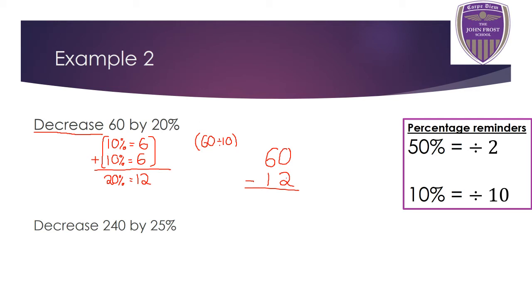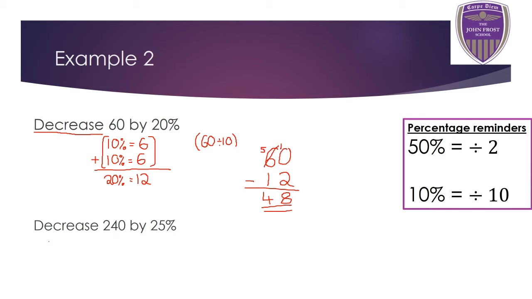So 0 take away 2, I can't do that. I need to borrow 1 from the 6, turning it to a 5. So now I've got 10 take away 2, which is 8, and 5 take away 1, which is 4. So if I decrease 60 by 20%, I get 48.